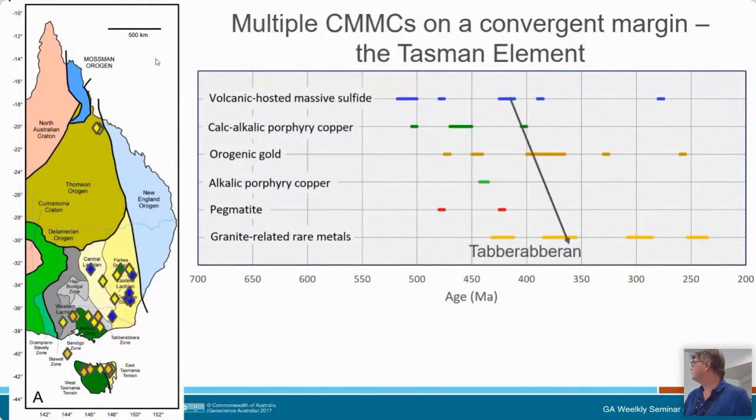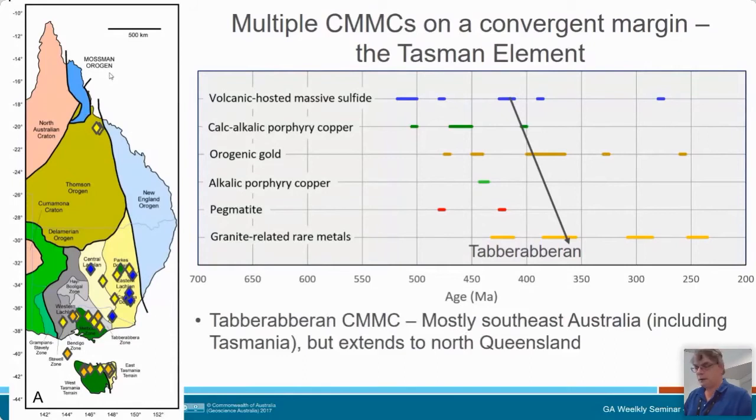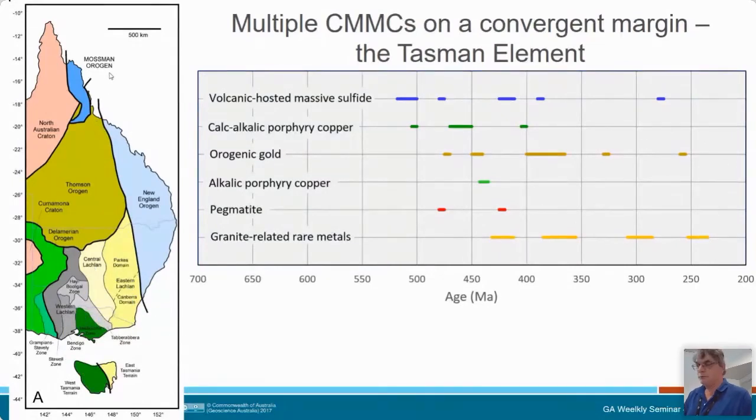So we actually look at the next one, and that's what we call the Tabberabberan. And you can see that's dominated mostly in southeast Australia, but there's a few deposits up in North Queensland. Okay. And then we'll move to the younger systems. This one is the Mossman, and this is actually restricted to northern Queensland, possibly the Mount Morgan deposit in central Queensland. It might be associated with that.